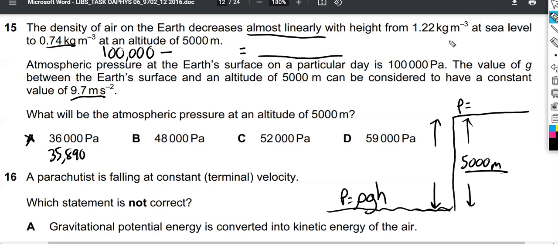Well, you do. And again, this sentence is a clue. It's like saying, hey, between here and here, we can consider it to be this. Well, what can we consider the density to be if it decreases almost linearly from this to that? Down here, it's 1.22, so should we use that value? Up here, it's 0.74, so should we use that value? Or it's going to decrease almost linearly. The word almost is better, more accurate science.